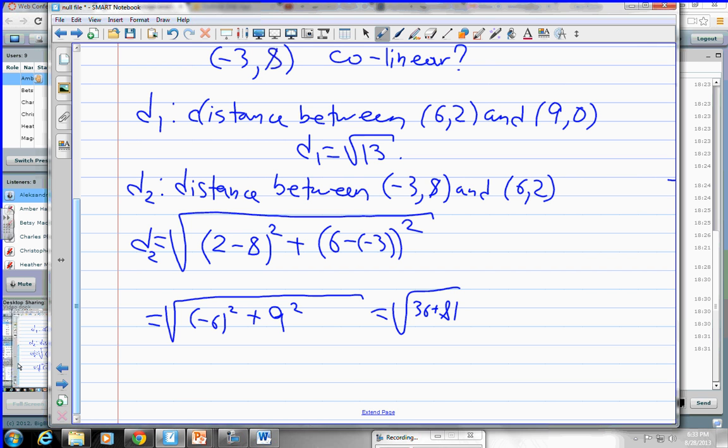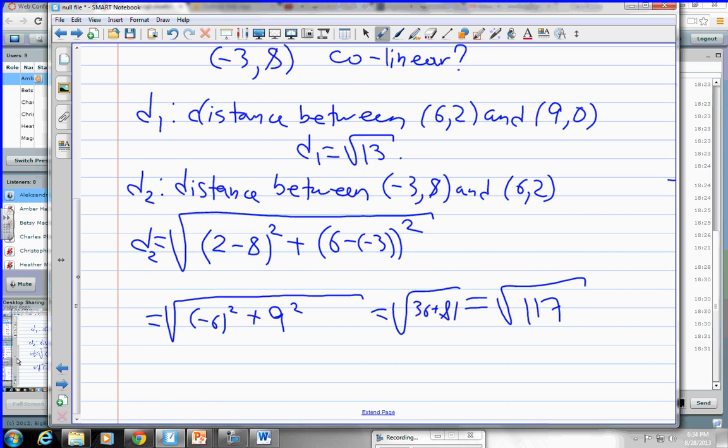So what does that equal to? 117. Is that right? Mm-hmm. Things are getting nasty. We have to be adding square root of 13 to square root of 117. That's going to be interesting. Of course, without the use of a calculator, that's going to throw us off.